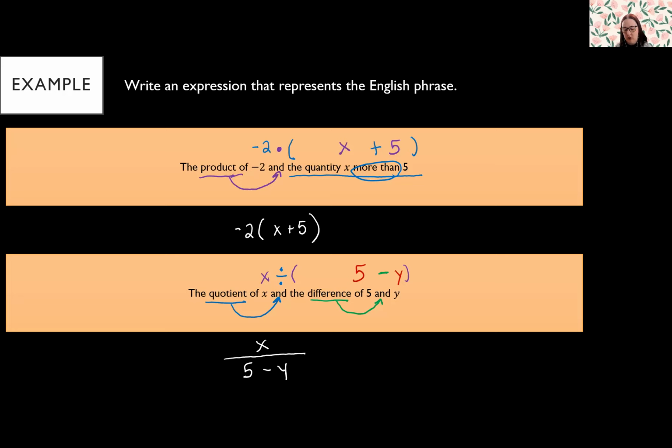In algebra, we rarely actually use the division symbol. We write things as fractions instead. You need to know that a fraction means division, because that's how you're going to see it. Everything that follows that division symbol is in the denominator. That's why it's in parentheses. So we end up translating this as x over 5 minus y.